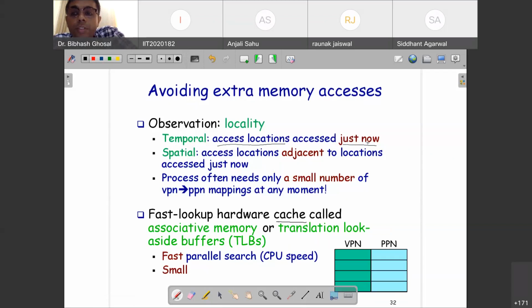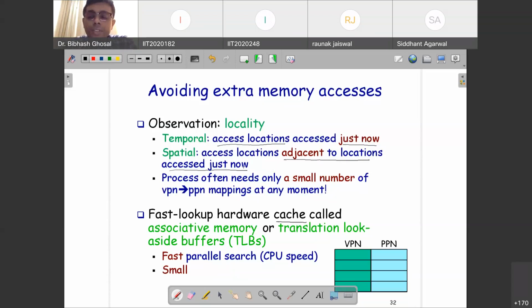Very common is the for loop, the looping constructs that we have. When you loop, you know that these are the instructions which will be executed again. Let's say the number of iterations is some n. So n minus 1 times, you will execute the same instruction every time with different data, obviously. And spatial locality is, if you are executing some instruction now, there is a high probability that its nearest instruction will be executed. Nearest means the one which is adjacent in the memory.